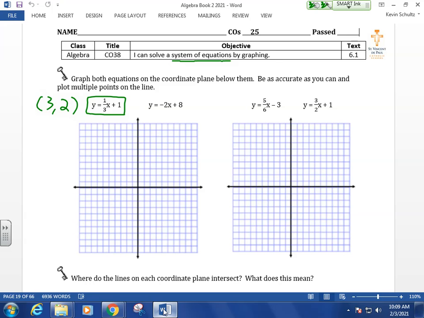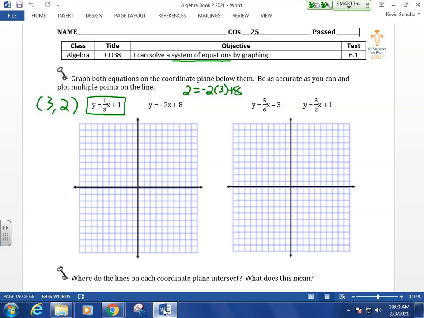What I was going to say was that the key with a system is that we want to come up with the ordered pair that's a solution to both equations. And what I was going to do was plug 3, 2 into our second equation and point out that -2 times 3 plus 8 does not equal 2. However, it turns out it does.